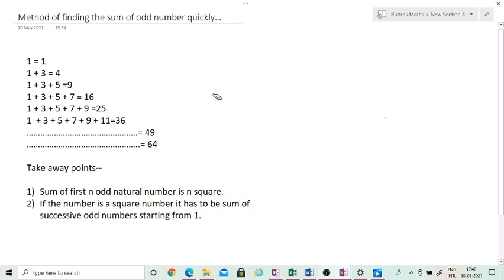Today we are going to discuss finding the sum of odd numbers quickly. We all know what odd numbers are, so we will not go into that, but we will definitely find out the summation of those numbers.